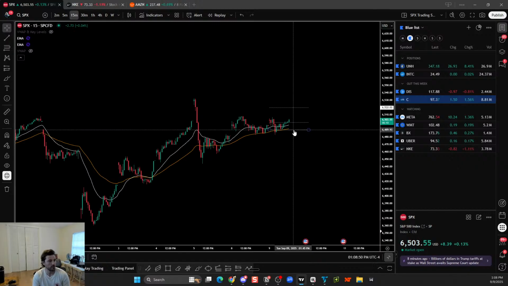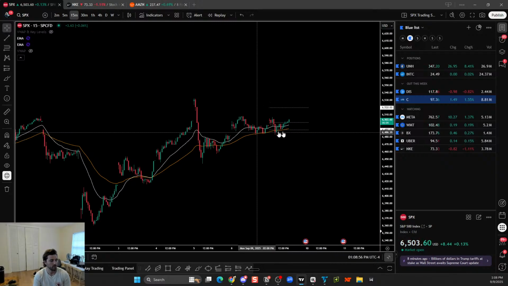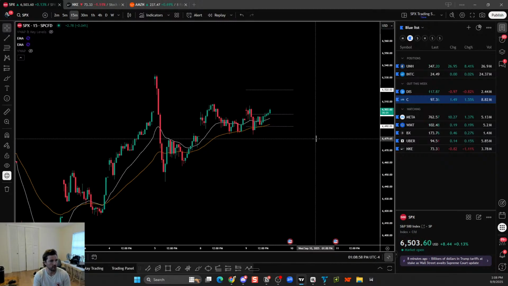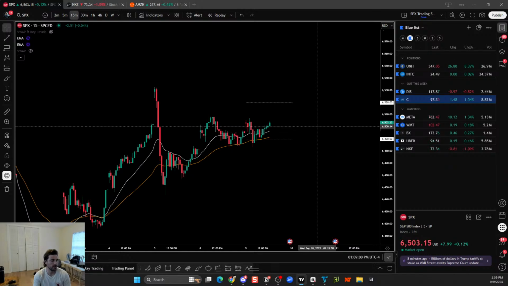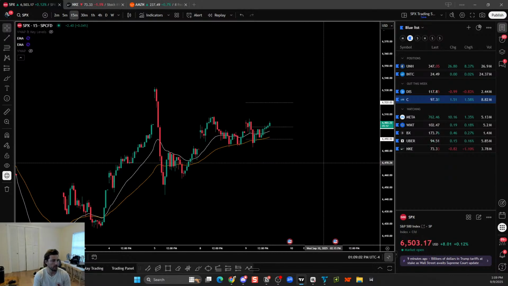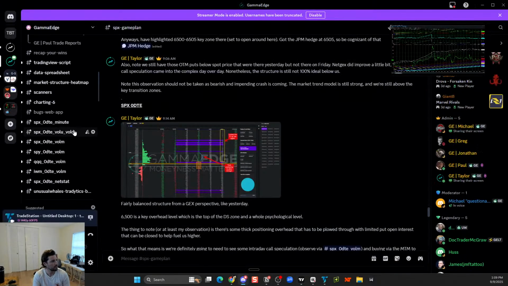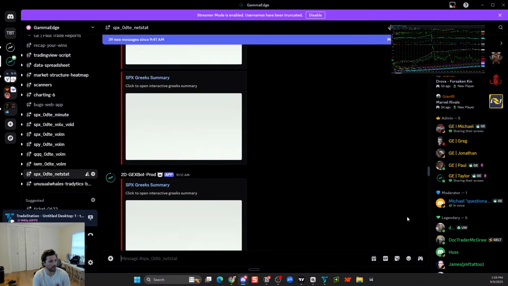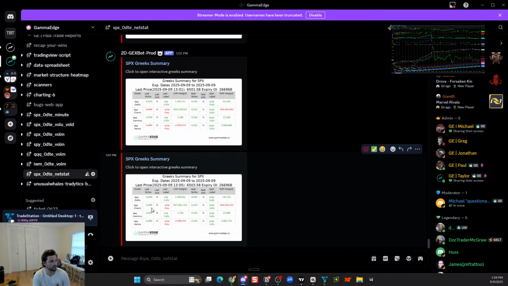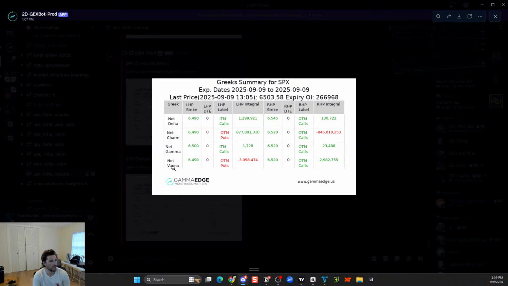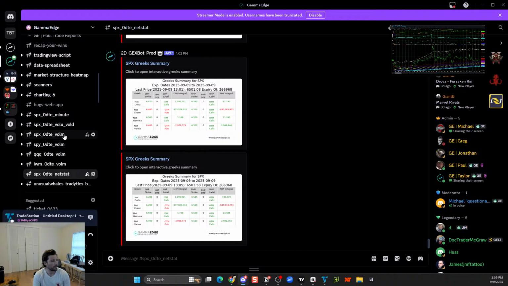We held the bottom of our transition zone fairly well. Think of this as more of a zone, not an exact level. We'll get into our intraday tools in a second. Right now, breaking through 6,500, it's going to be important to see if we can hold that level and continue to progress higher up into the call-dominated part of the structure. Looking at net stat real quick, charm is fairly balanced right here. Not a ton to say there.